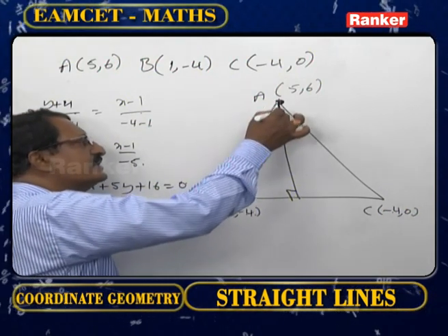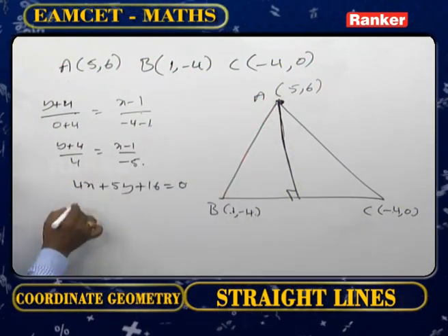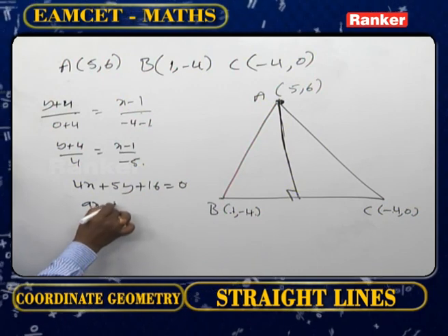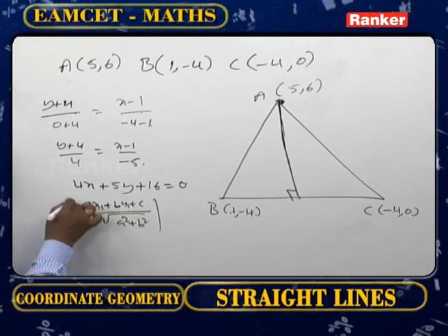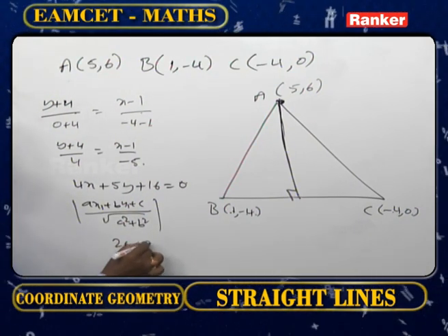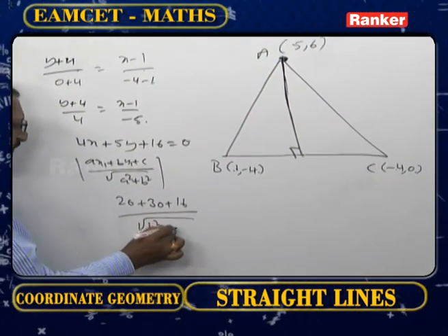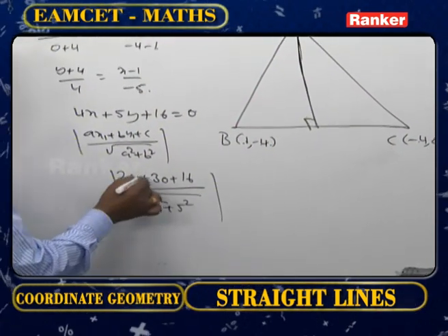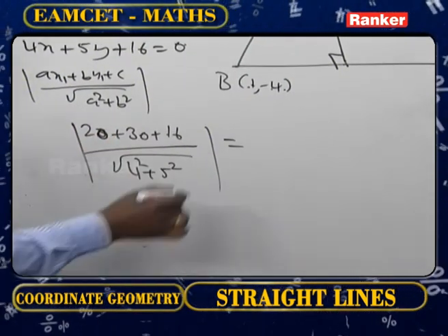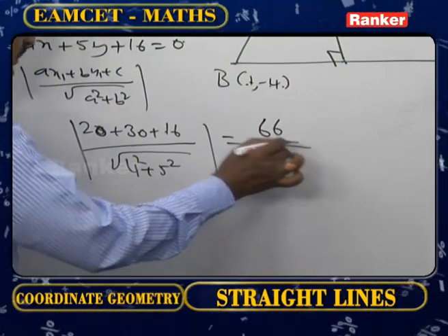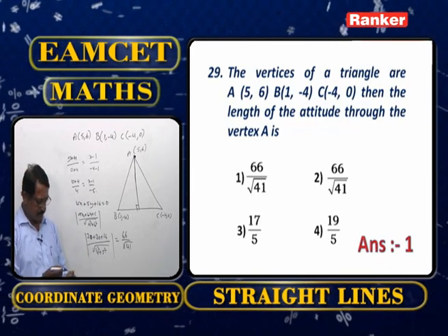Now the required perpendicular distance from vertex A(5, 6) to this line. The perpendicular distance formula is the modulus of (ax1 + by1 + c) by the square root of a square plus b square. That equals (20 + 30 + 16) by the square root of 4 squared plus 5 squared, which is 66 by root of 16 plus 25, that is 66 by root 41. First option.